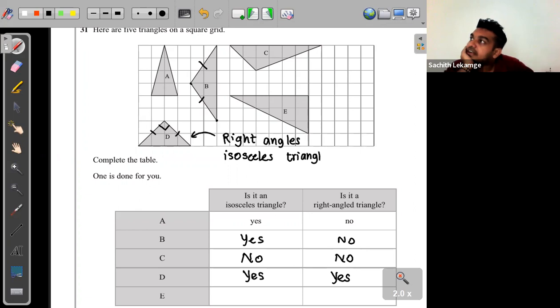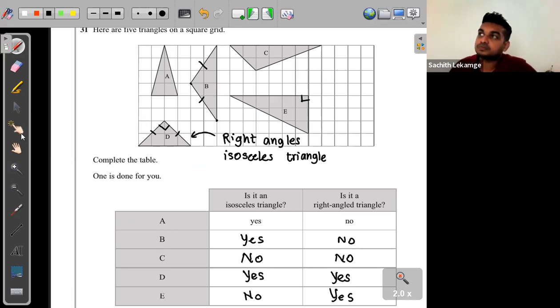That is a special triangle, which has a right angle, and the same way it's isosceles. E: is it isosceles? No, we can clearly see that. Definitely a right angle. Three correct? Hold on, let me check.